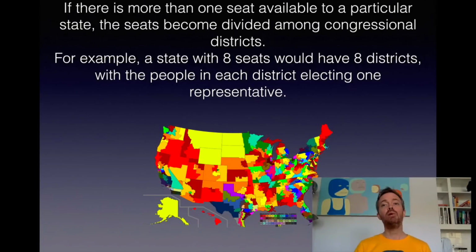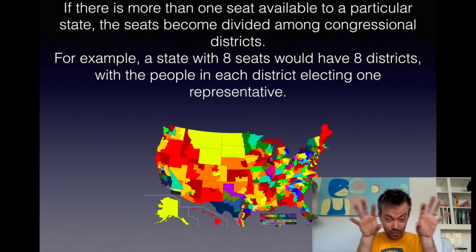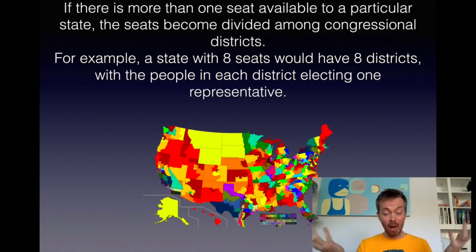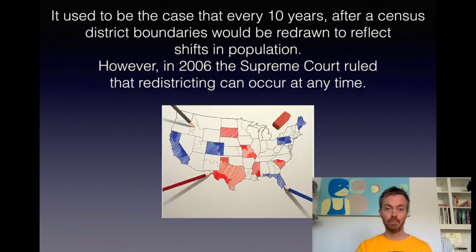So if there's more than one seat available to a particular state, those seats become divided among congressional districts. So if a state has 8 seats, there would be 8 districts in that state. So you can look at the map, you can see places like Alaska, Montana, Hawaii. Since they have small populations, they have 1 seat. You can see as you go to the coasts, though, you can see all the little different colors. And again, that's because the populations there are larger, so there's simply more seats available.